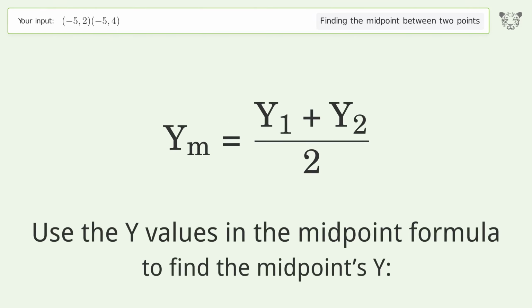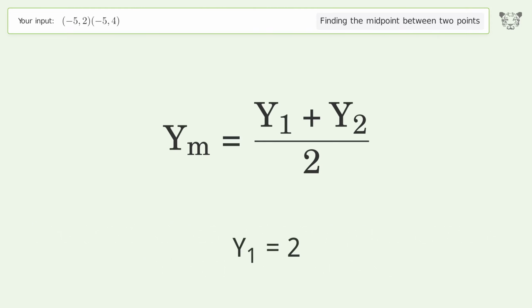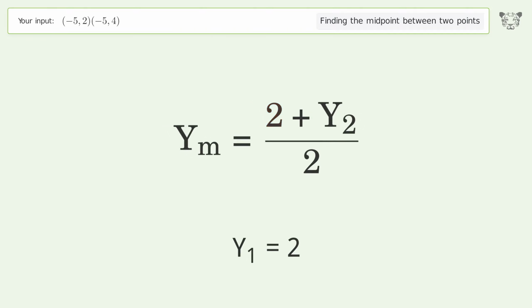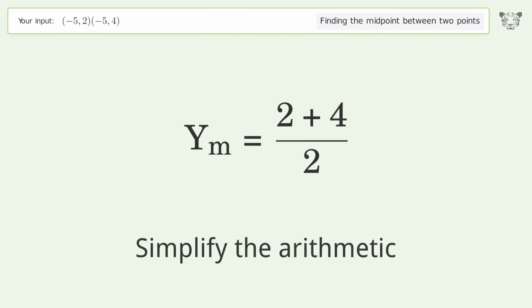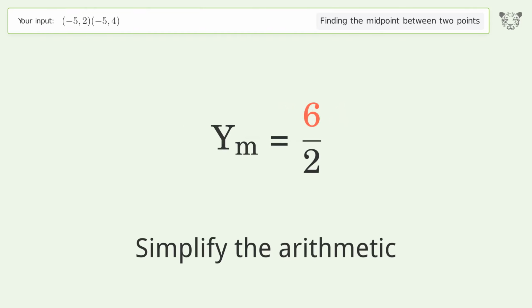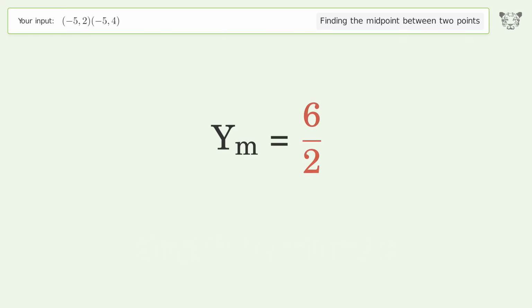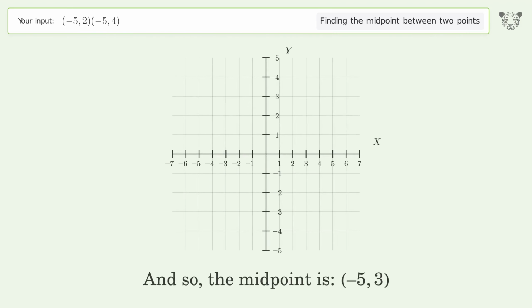Use the y values in the midpoint formula to find the midpoint's y. y1 equals 2. y2 equals 4. Simplify the arithmetic. And so, the midpoint is -5, 3.